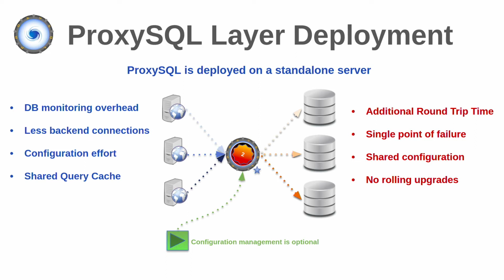Now, another deployment that is possible is to have ProxySQL as a standalone server that physically sits between the application and the database server. So not on the application server, but neither on the database server. So the benefit: the monitoring overhead on the database server is gone, because now there is only one proxy doing all the monitoring. Less backend connections, for the same reason. There is just one proxy that does the connection pooling. The query cache is shared, so that's also a benefit. And the configuration effort is less, because you have to configure just one proxy.